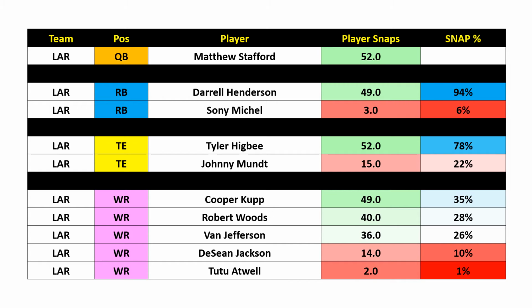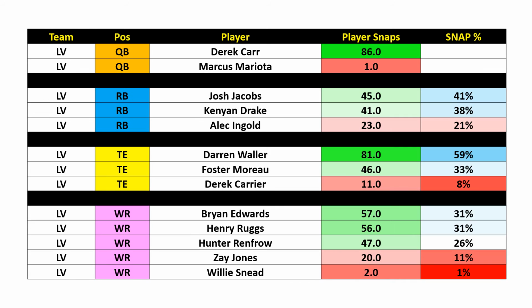Cup, Woods, Van Jefferson. I think Van Jefferson was higher than we thought. And Woods, we would have thought closer to Cup. I mean, pretty close, but Cup is dominating at 35%. I could see some situation here where this could flip around. Anyway, I guess that's it. That's all I want to talk about there.